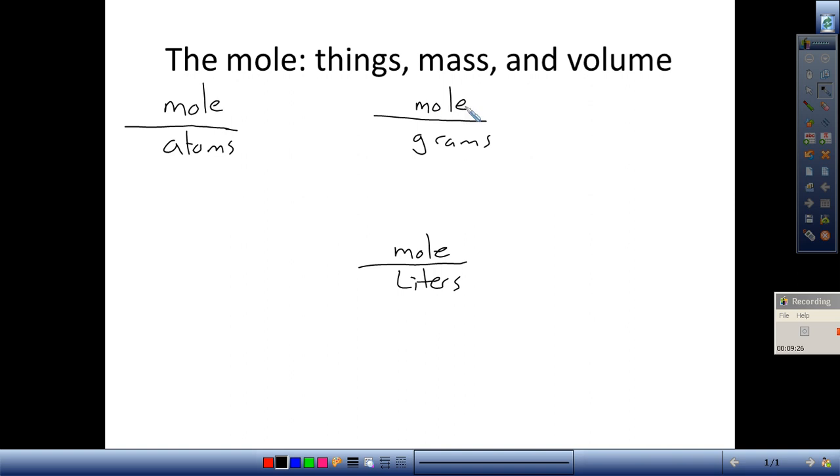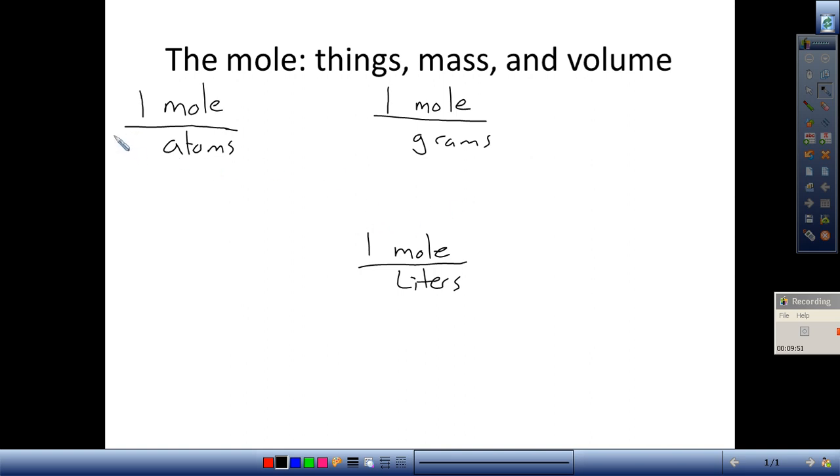Alright, how do I know which number goes with the mole? Well, here's a tip. Look at my fraction. If there's 1 mole in my fraction, I'm going to use the number 1. And again, if there's 1 mole in my fraction, I'm going to use the 1.